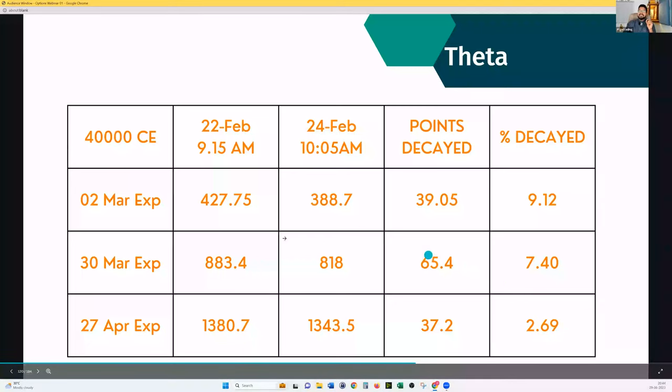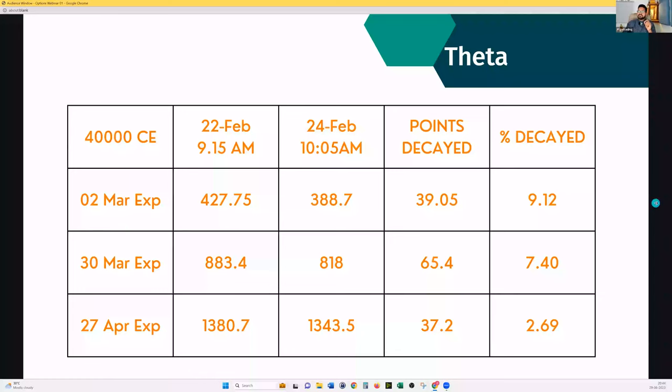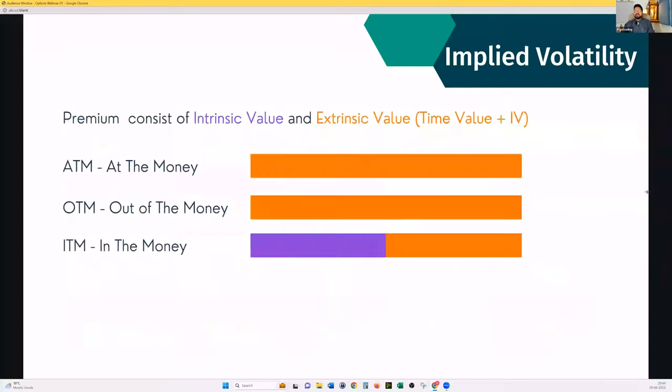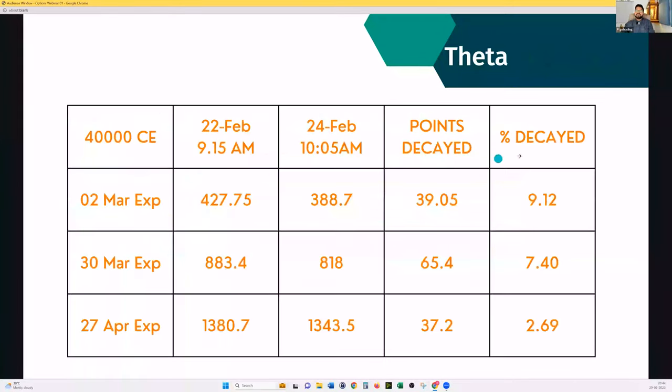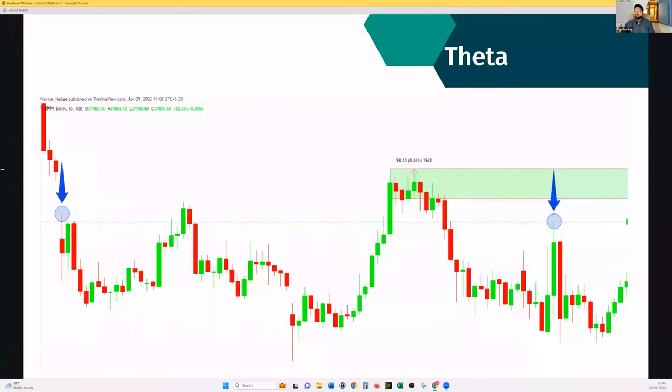So this clearly denotes that the theta decay is very high in near premiums. Okay, good. Now we have the implied volatility. Now you will understand more about theta. Theta is one of the variables which keeps on eroding. It is under the extrinsic value, and it keeps on eroding.